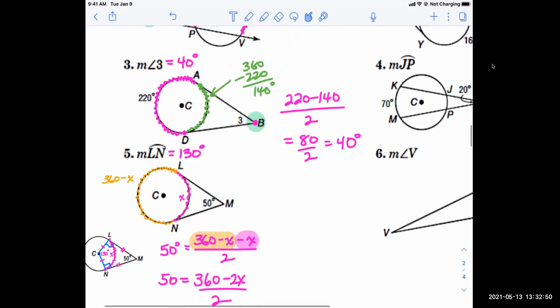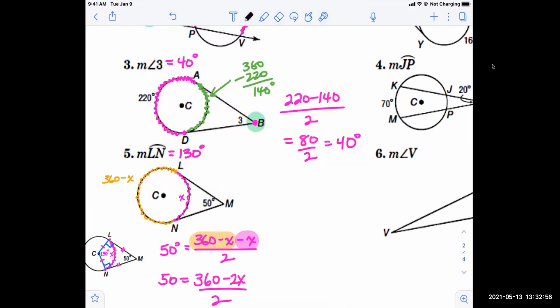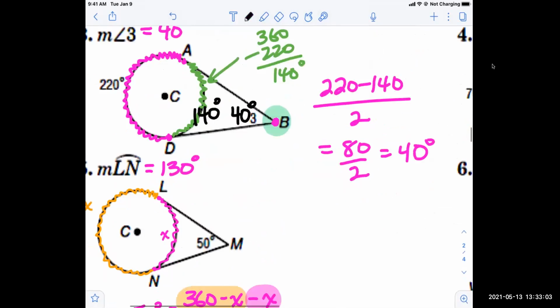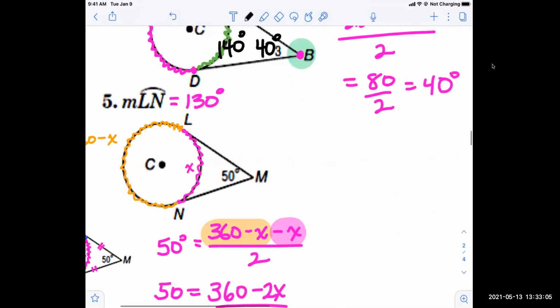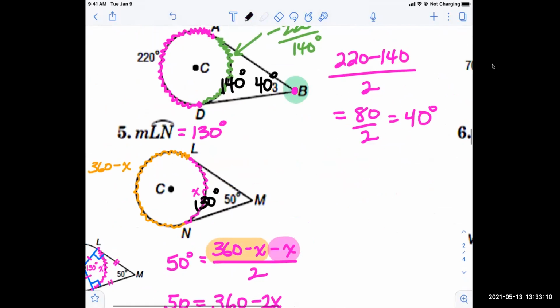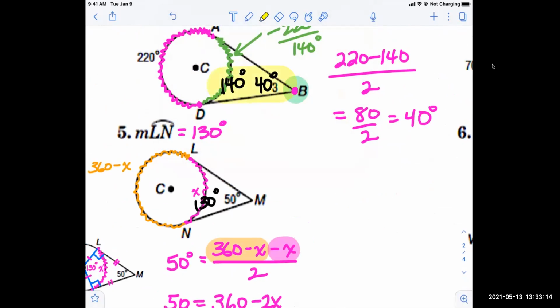I want you to notice that in the picture above, measure of angle 3 was 40 degrees. The measure of the arc was 140 degrees. In this picture, the angle is 50. The arc is 130. What can you tell me about those arc measures and angle measures? Madeline? They're supplementary.